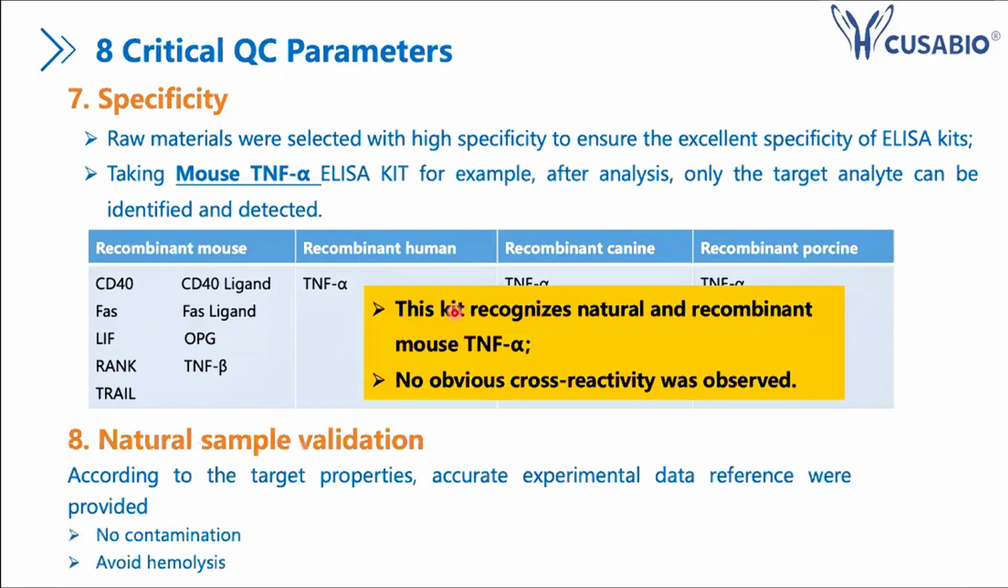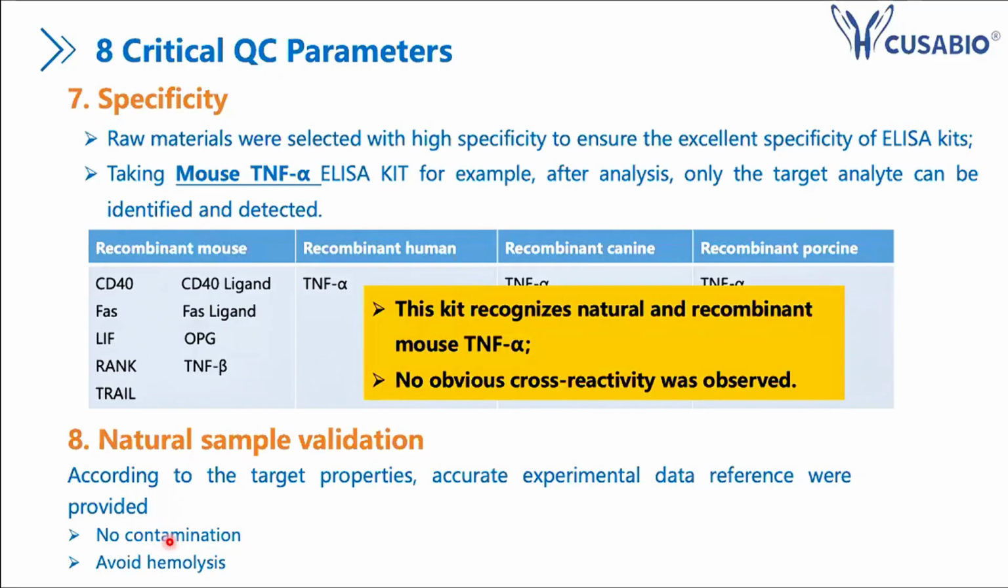The last QC parameter is validation in a real situation. We perform the validation of our kit with natural samples, to make sure that this kit not only performs well under controlled conditions, but also accurately and reliably detects the target analyte in real, complex biological samples. We also make sure there is no contamination and no hemolysis.